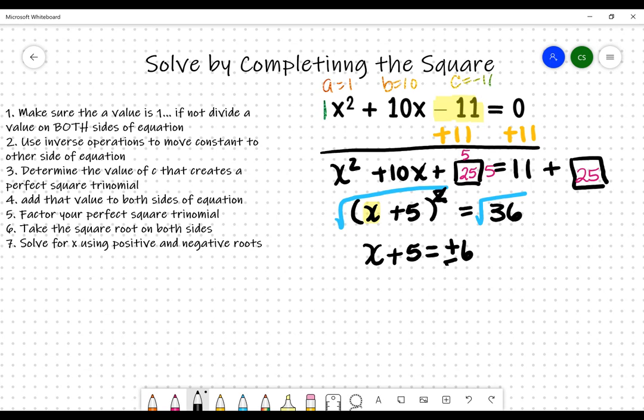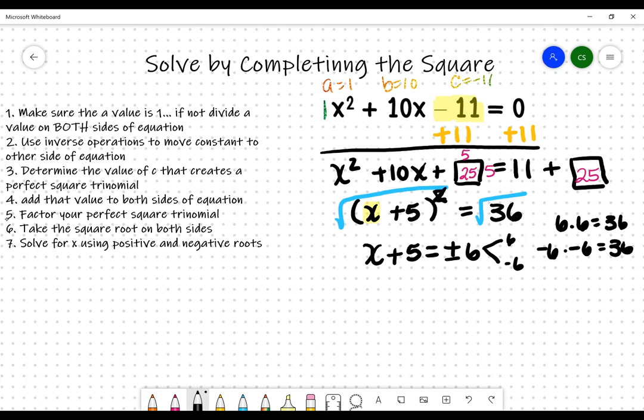So why do you say that, Miss Carter? Because 6 times 6 is 36. But what is negative 6 times negative 6? It's also 36. So when I take the square root of a number, it can either be positive or negative. All that means is that this could be positive 6 or a negative 6.